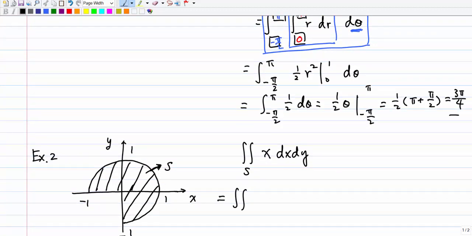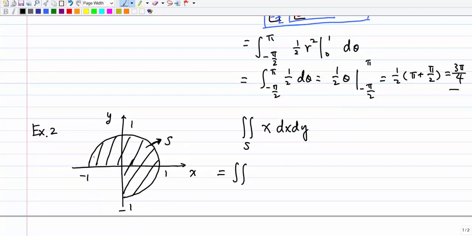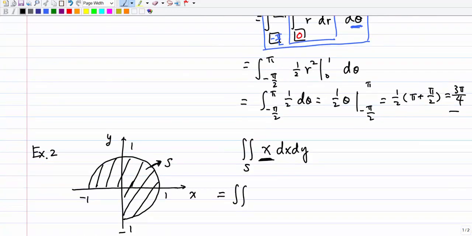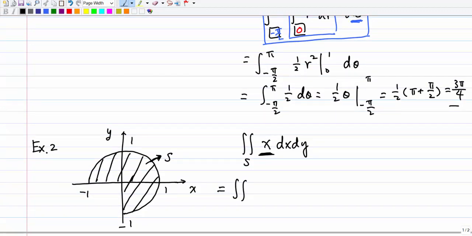Okay, for this example, it's a little bit complex. The area is still the same, as I already mentioned before. The difference here is I don't integrate over 1, but I integrate over x. Now you cannot use the previous method of physical mean anymore, because I'm integrating over x. But you still can use the method I mentioned before.